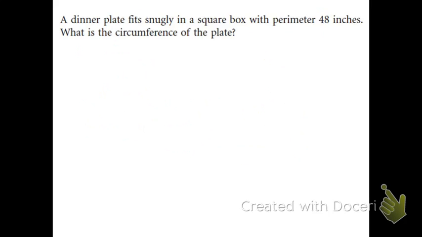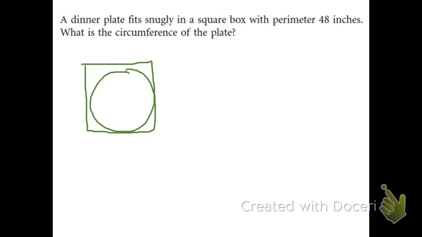Let's try one more. This problem says, a dinner plate fits snugly in a square box with perimeter 48 inches. What's the circumference of the plate? Anytime you're given a word problem like this, and no picture is provided, draw one so you can figure out what you need to do. So, we have a dinner plate, so we'll draw a circle to represent the dinner plate, and it fits snugly in a square box. I didn't draw it perfectly, but these 4 points on the circle should lie tangent to the sides of the square, meaning that the plate fits right up against the sides of the box.